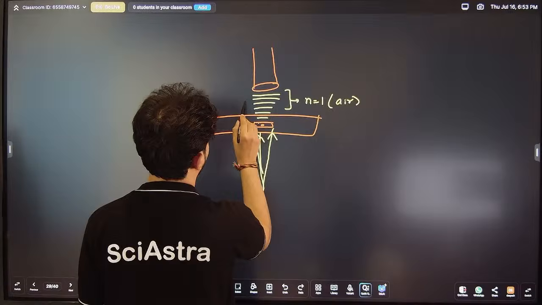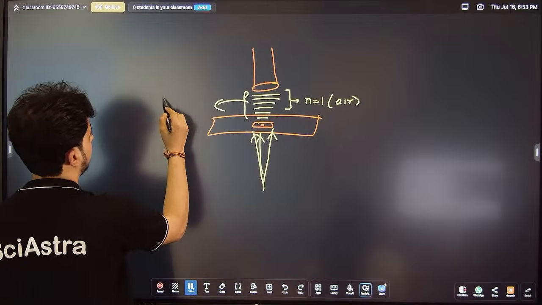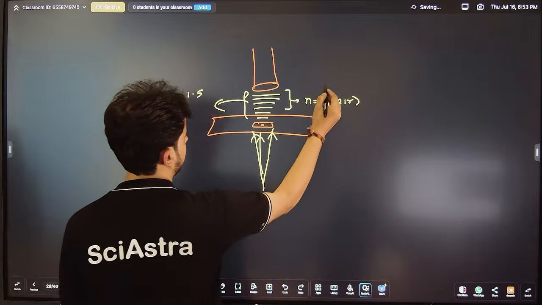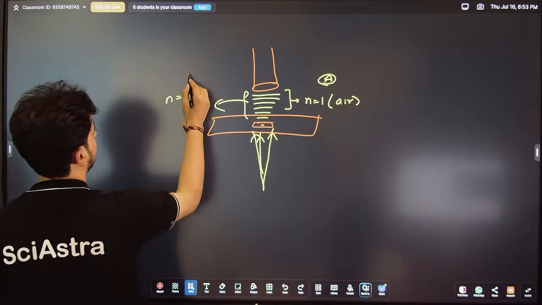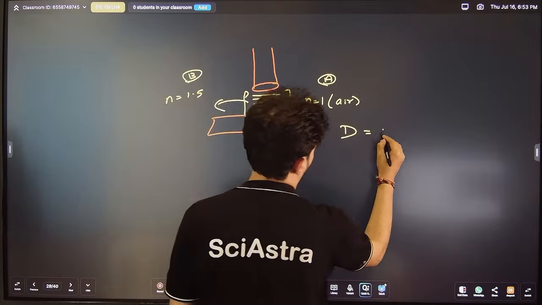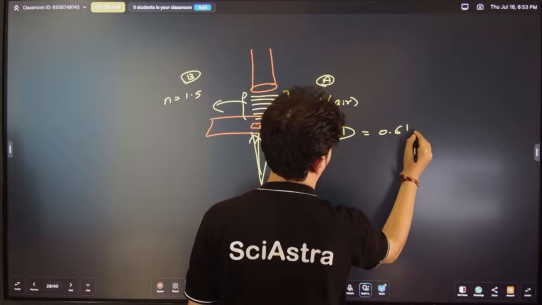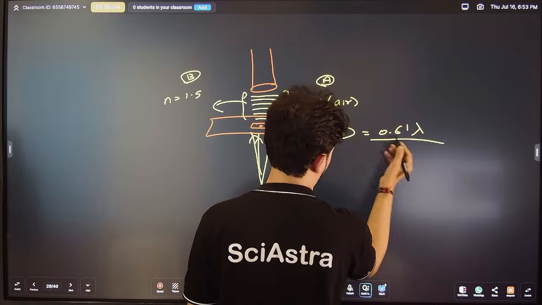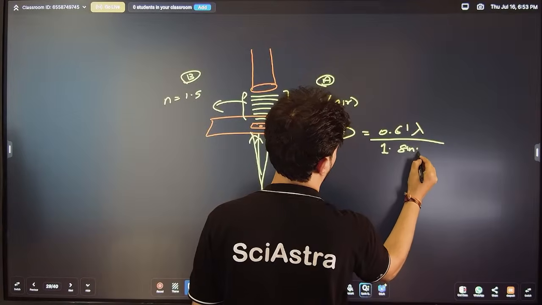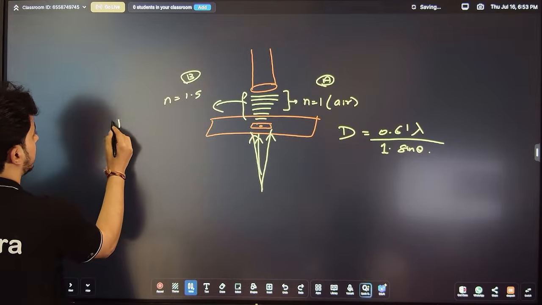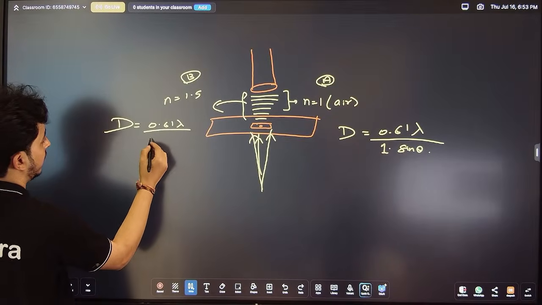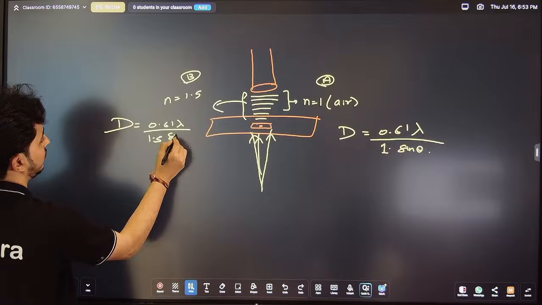So once you put the immersion oil, what happens is the refractive index becomes 1.5. Now we compare the two cases. Let's say this is case A, this is case B. For case A, the limit of resolution formula is 0.61 lambda divided by the refractive index, whose value is 1, times sine theta. For case B, this value is 0.61 lambda divided by 1.5 into sine theta.